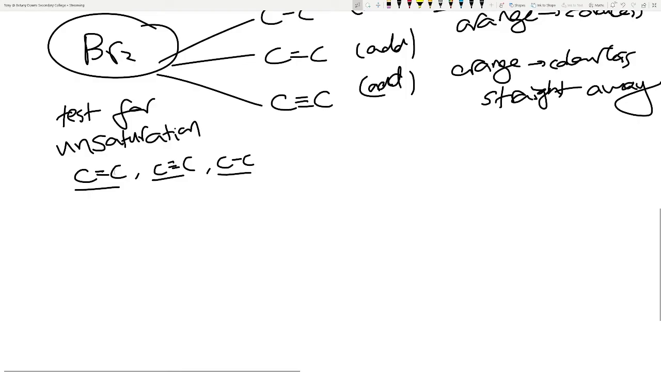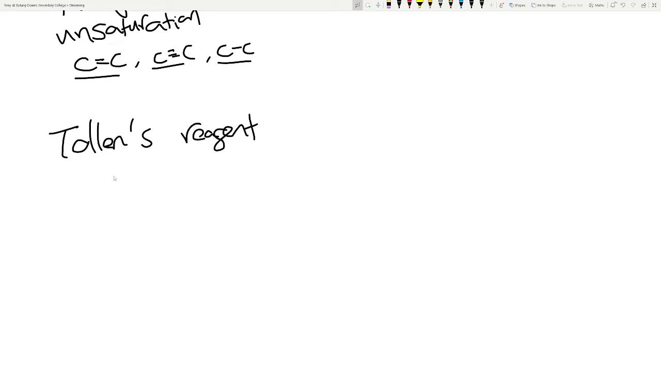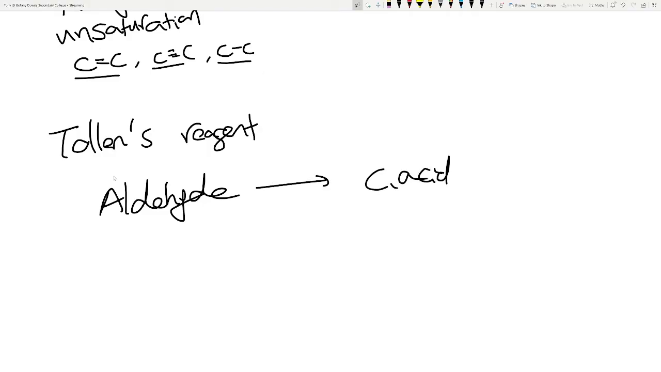Okay, I'm going to go through the easy ones first, and then you have Tollens reagent. Tollens reagent only works with aldehydes, because it turns the aldehyde into a carboxylic acid. Tollens is a very weak oxidant, so it can only oxidize aldehyde, because aldehyde is a really strong reductant. What you're going to see is a silver mirror, the production of silver.